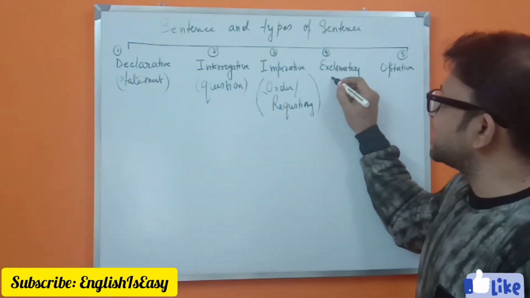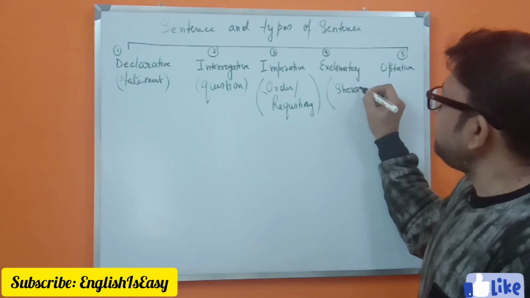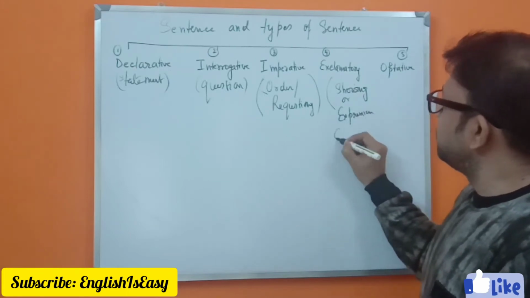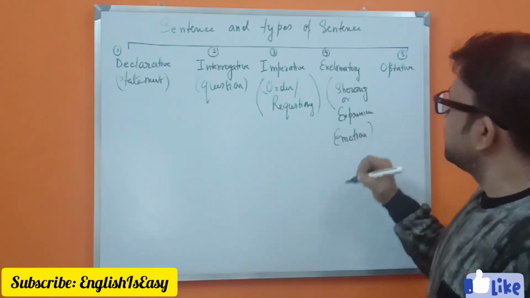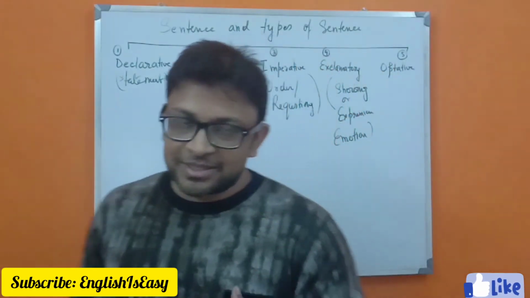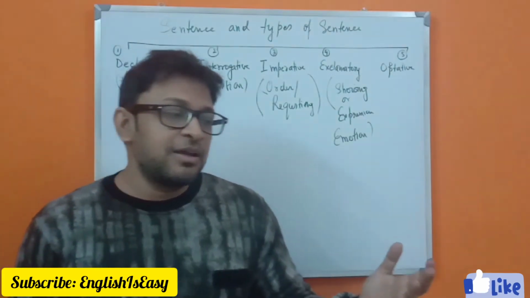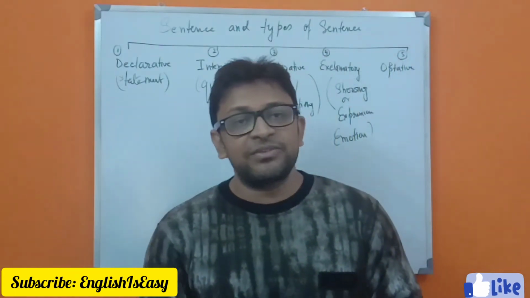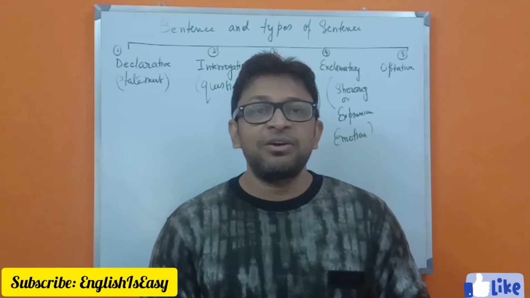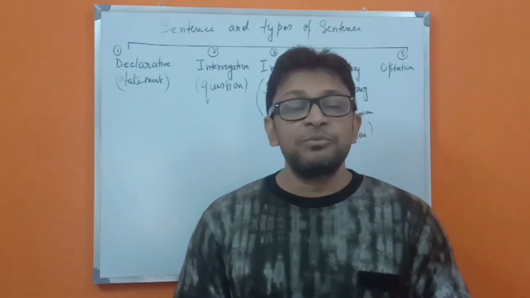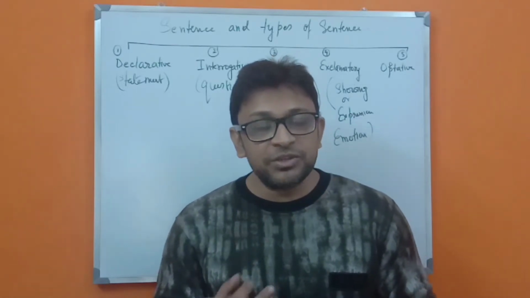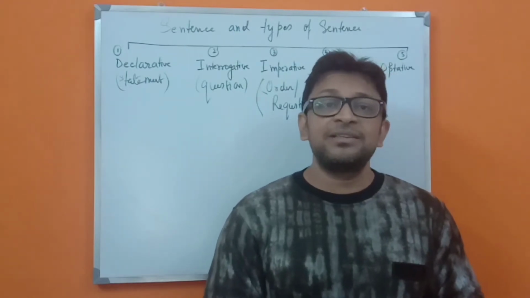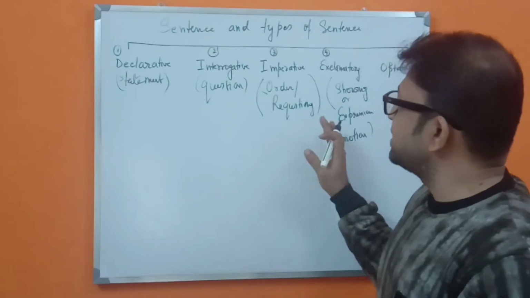After the imperative sentence comes the exclamatory sentence, showing or expressing emotions, some emotional thing. The punctuation used is the exclamation sign. What a beautiful place this is! And after that the exclamation sign. What a cruel act you have done! So these are the things where an emotion or expression of emotions is being shown. Whenever in a sentence we express emotions, these are considered exclamatory sentences. So this is our exclamatory sentence.